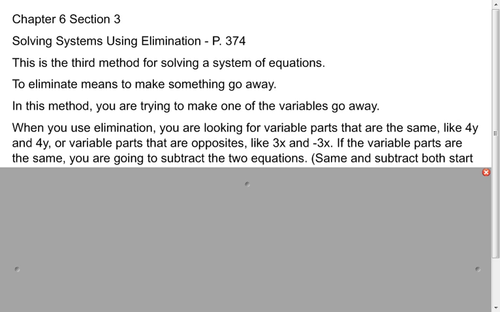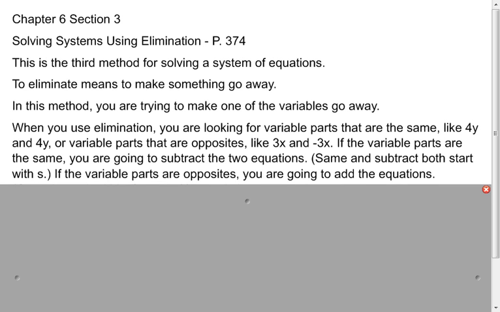When you're using elimination, the key is this. You're looking for variable parts that are the same, for example 4y and 4y, those are exactly the same. Or you're looking for variable parts that are opposites, like positive 3x and negative 3x. If the variable parts in your problem are the same, you're going to take the two equations and subtract the entire equations. Take the first equation, subtract the second one from it. The way that I remember that is because same and subtract both start with s.